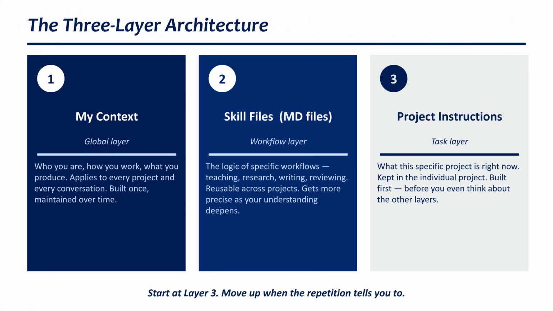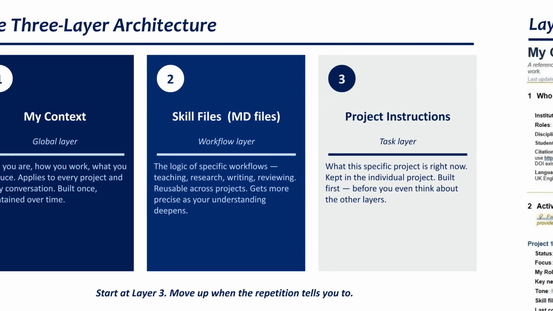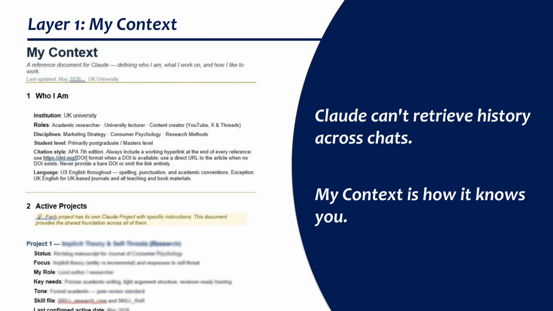The system has 3 layers: my context, skill files, and project instructions. We'll talk about them one by one. The first layer is the global layer, called My Context. It tells Claude who you are, how you like to work, what you produce, and your preferences across everything. It's uploaded to every project. You build it once and maintain it over time.